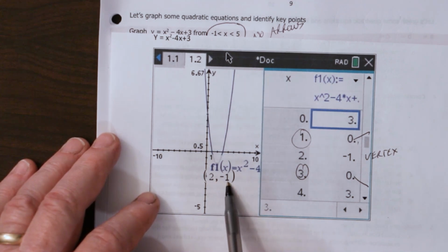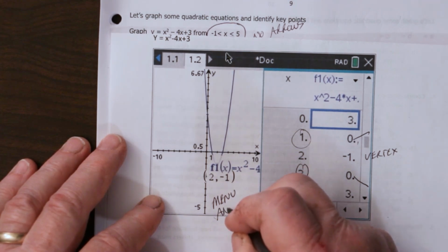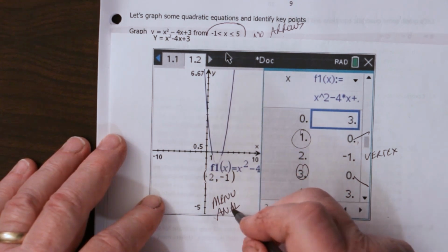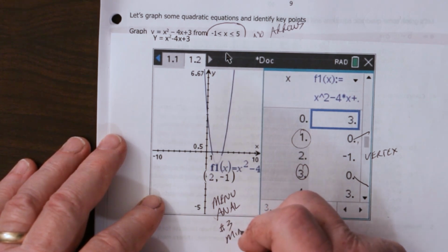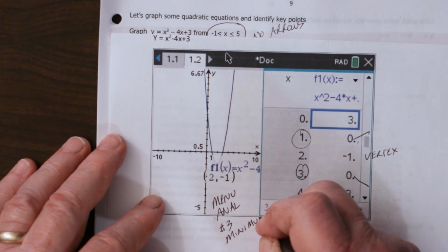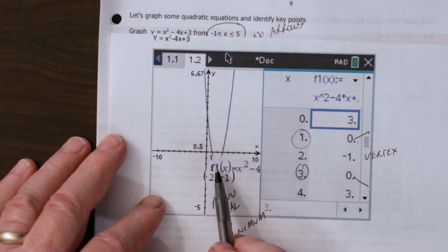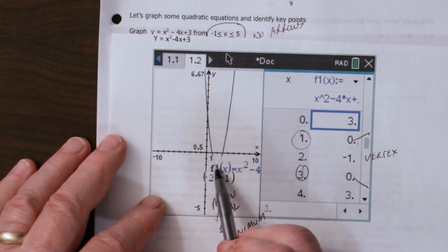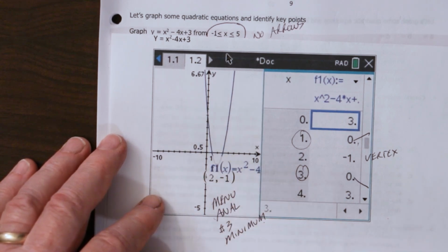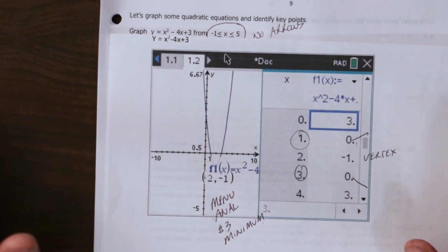In order to get that 2, 1 on there, I hit Menu, and then I did Analyze Graph, and then I think it was number 3, and it was minimum. When you do the minimum, you have to start from one side and go all the way past the lowest point. If I just did from here over, it would tell me right there, and that's not what I want. I want it at the bottom, not the relative minimum.